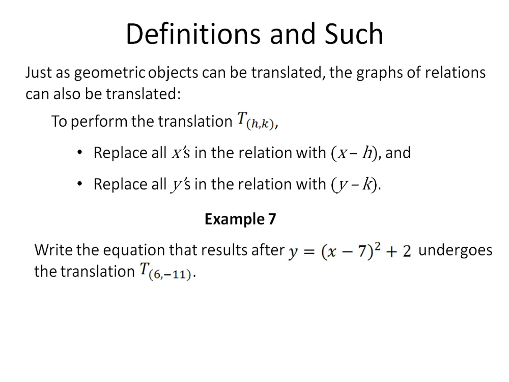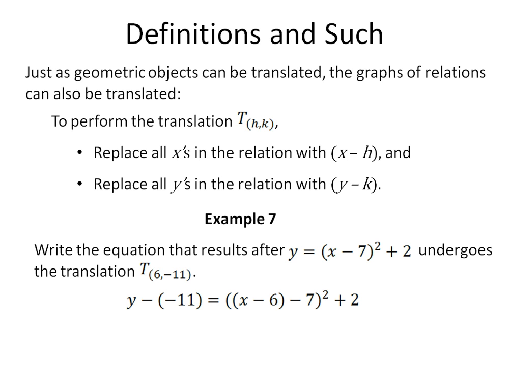So example 7, what they want us to do is write the equation that results after y equals (x minus 7) in parentheses squared plus 2 undergoes the translation T(6, negative 11). So this means that for every y, we're going to have y minus negative 11, and x is going to have x minus 6 substituted for it. So we have y minus negative 11 is equal to, and I'm doubling the parentheses because I'm putting parentheses around the x minus 6, and that's minus 7. The whole quantity gets squared plus 2.